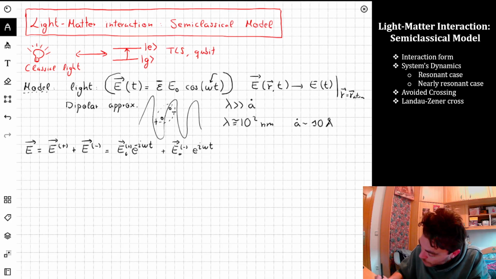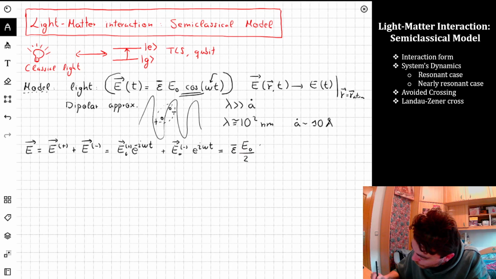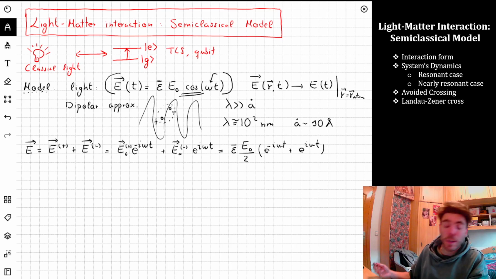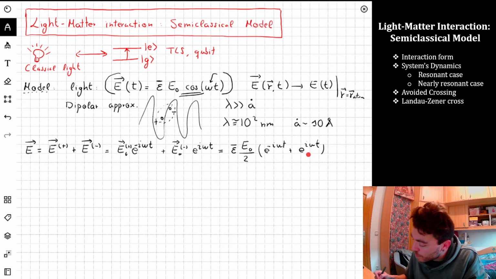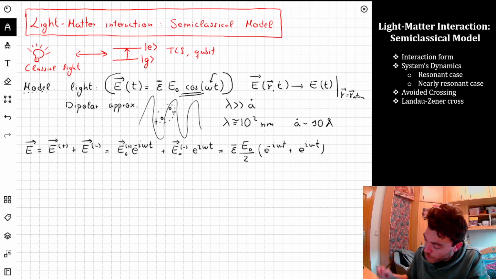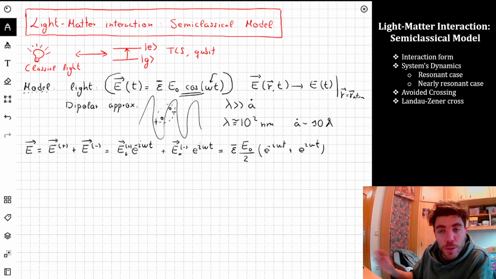Now, since we write the electric field in this way, it is very easy to see that we have this polarization vector E0 divided by 2, and then e to the minus i omega t plus e to the i omega t. This follows from Euler's identity, right? The sum of these two is just twice the cosine, so that's why we divide by 2 and then we recover the cosine. But in this way, it's very easy to see what these E0 plus and E0 minus are. So we have this equivalence. Just decompose it. Okay.